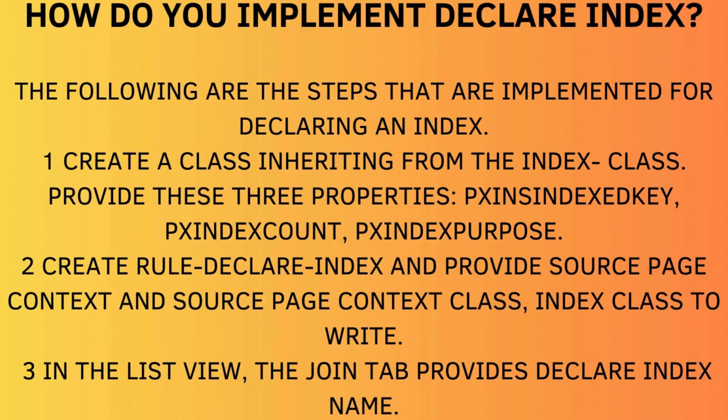How do you implement declare index? The following are the steps that are implemented for declaring an index. 1. Create a class inheriting from the index class. Provide these three properties: pxIndexedKey, pxIndexCount, pxIndexPurpose. 2. Create rule declare index and provide source page context and source page context class, index class to write. 3. In the list view, the join tab provides declare index name.